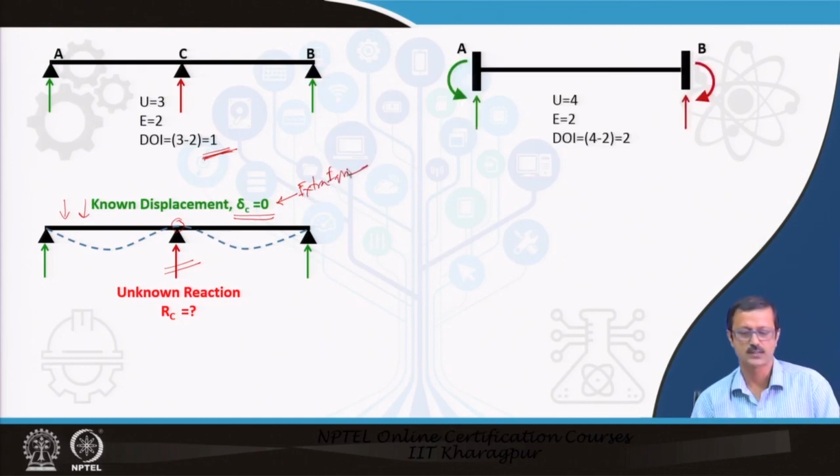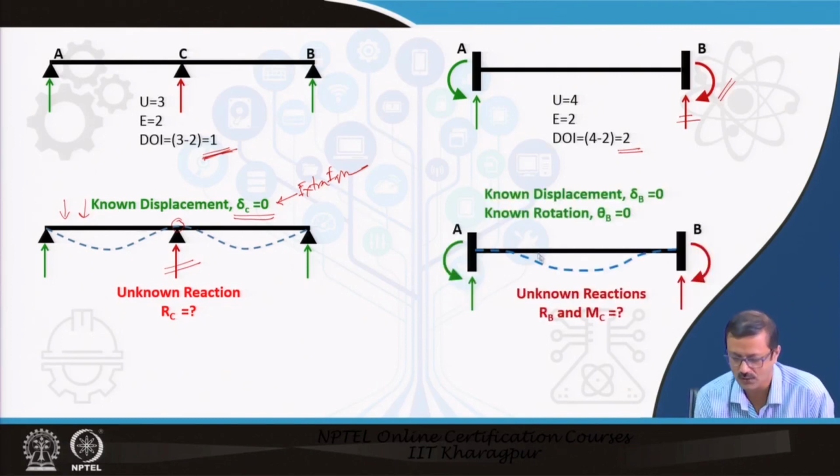Okay. So, this is going to be an extra equation. Here I have 4 unknowns: 2 moments and 2 reactions. Suppose these 2 green ones I can somehow know, and I assume that these 2 are the unknowns. So, I have to arrange 2 known displacement criteria to find the extra equations.